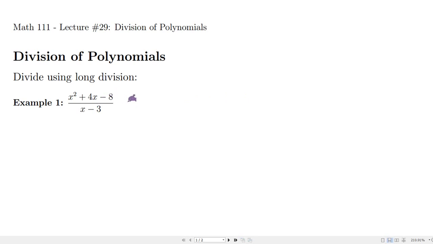So we're going to write the numerator, x squared plus 4x minus 8, right? You want to make sure that this is in descending order of powers of x whenever you do this process. And we're going to long divide by x minus 3. Now the process is very similar to long division of numbers that you're used to.